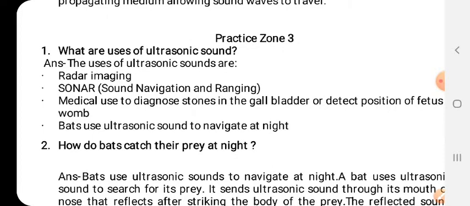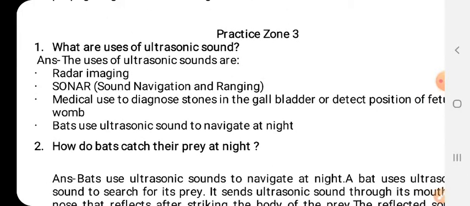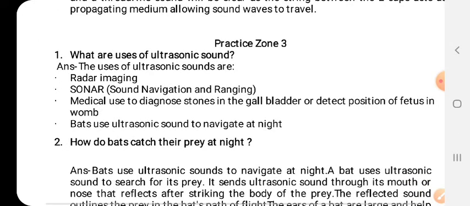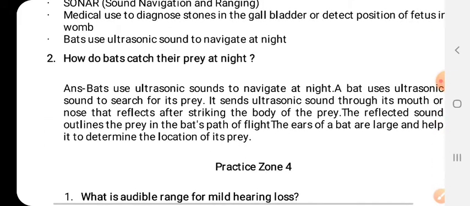Next is, what are the uses of ultrasounds? Ultrasounds के क्या क्या uses होते हैं बेटा? Ultrasounds are used in radar imaging, in airports and air bases, military bases, to find out the enemy incoming in their area, and also in sonars to find the depth of the ocean. Sonars जो ships होते हैं उनके नीचे लगे होते हैं. In medicals to diagnose the stones in our body. Also bats use it to catch their prey.